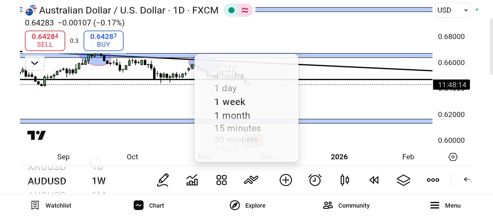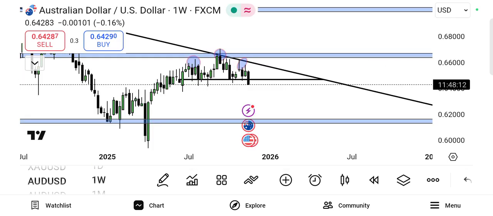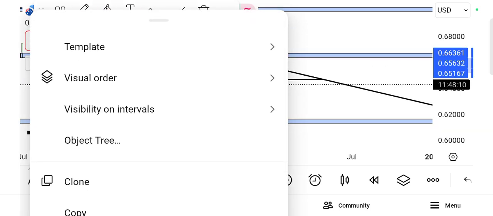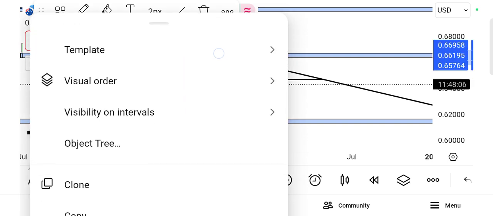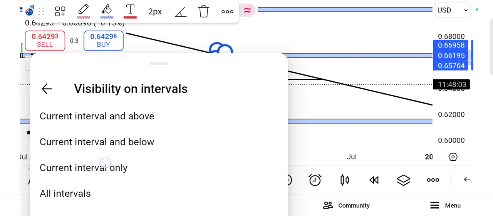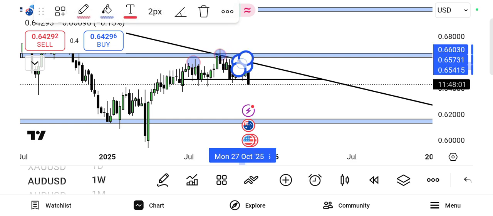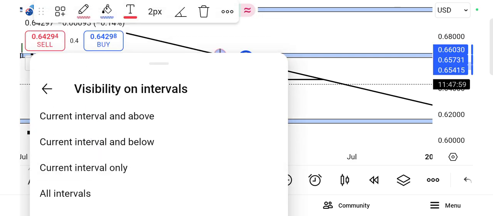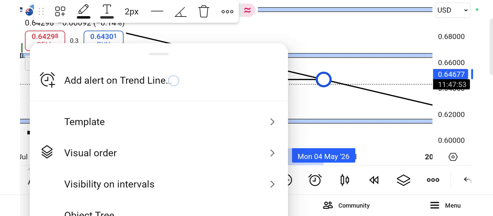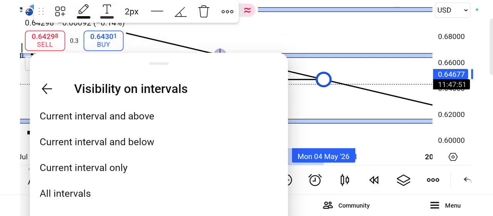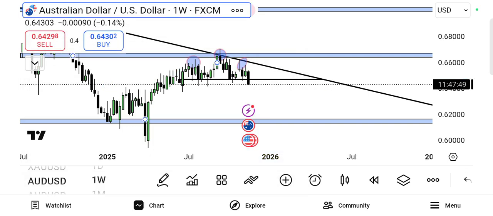I'm coming, please. I like making my chart look nice. All this, I'm going to be hiding it, letting it show only on this time frame. I don't want it to be showing on other time frames. Do you understand? And this I want it to show on the current interval and below.